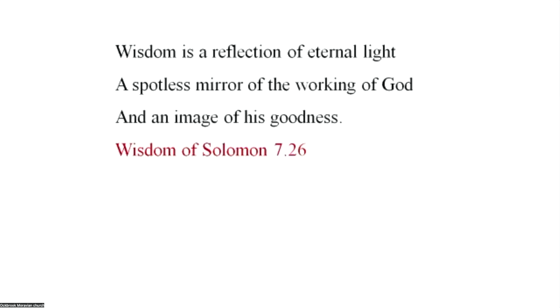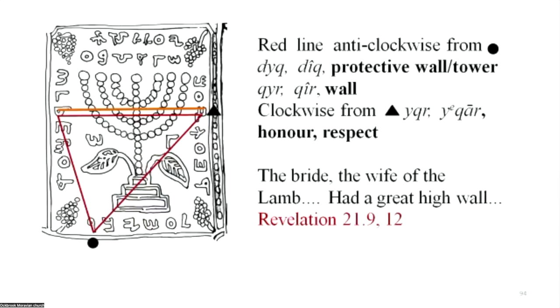First of all, the Wisdom of Solomon, which is, of course, in the Apocrypha. Wisdom is a reflection of eternal light, a spotless mirror of the working of God, an image of his goodness. So this is represented by that orange line across. She is the mirror, the image of the goodness. And when we see wisdom at work, we see that to which she points. So here you have the first of the shapes that goes from the orange line down to earth.